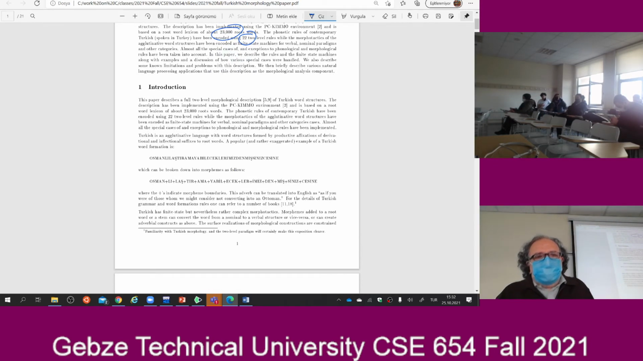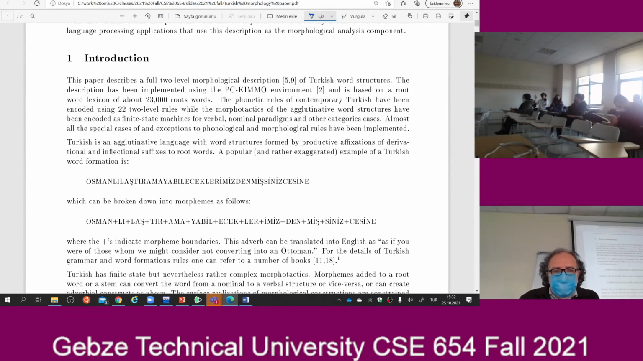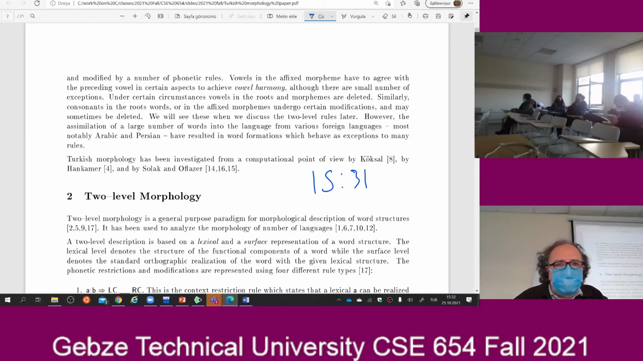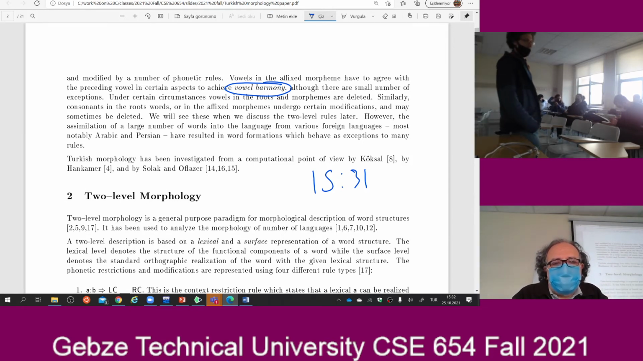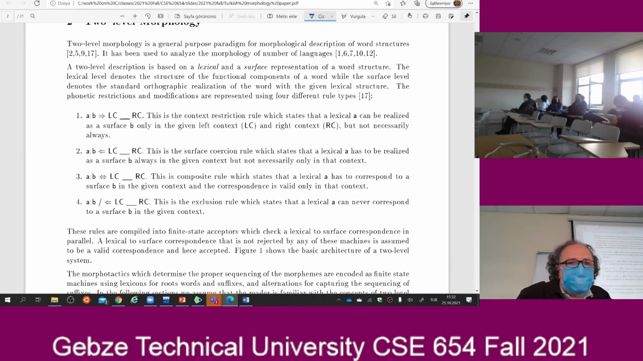Okay, so let's go over the paper again. The paper starts with the sound structure of Turkish, and this vowel harmony, büyük ses uyumu, küçük ses uyumu, etc. These are parts of the language itself. These are our transducer rules.